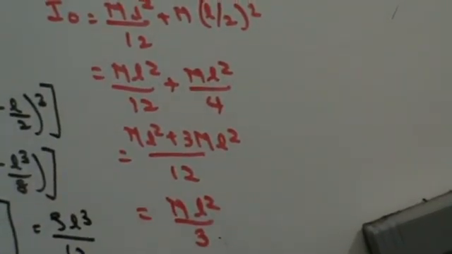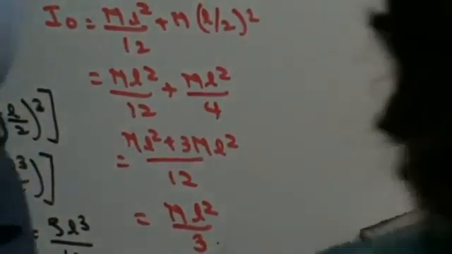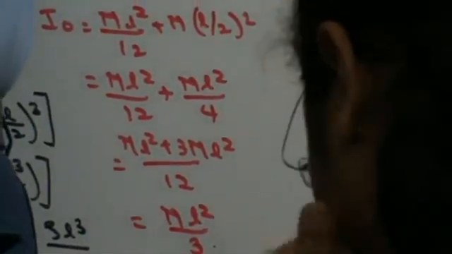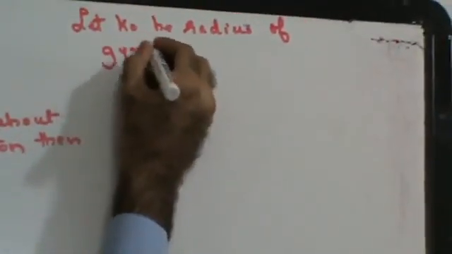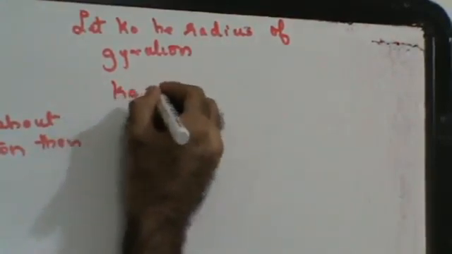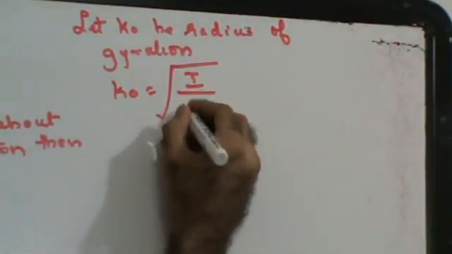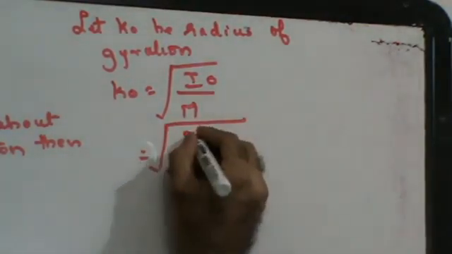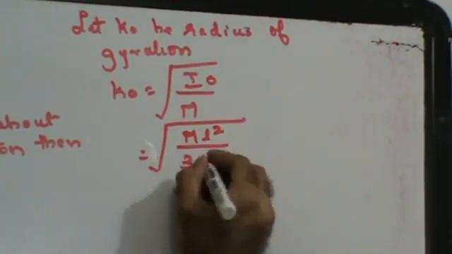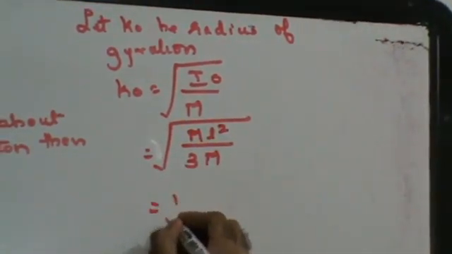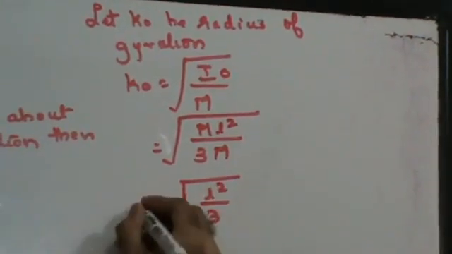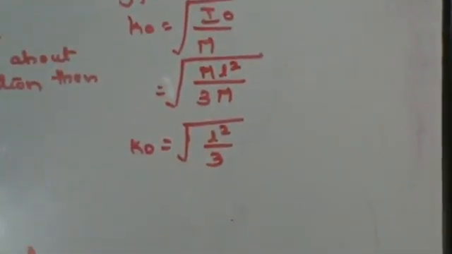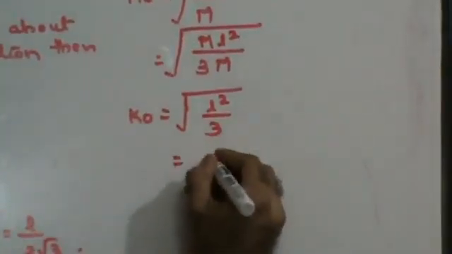Now, let's assume that KO is the radius of gyration, in which case I can say KO is square root of IO by M, which is nothing but square root of ml square by 3 by M. So in that case, this is going to be square root of L square by 3. So KO is going to be nothing but square root of L square by 3, that is L by root 3. That will be the radius of gyration.